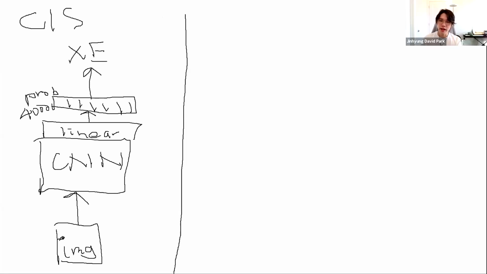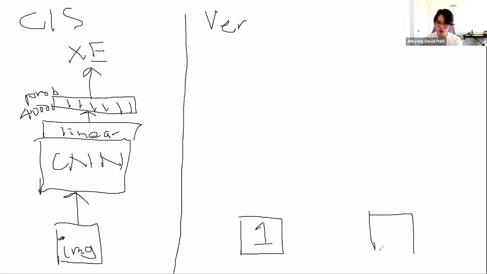Now, the other task that you'll be working with is verification. Forgetting about the weight transfer, the verification task is, let me not draw that first. Okay. So you have image 1 and image 2. These two are faces, and they're both from a data set of faces that don't include any of the 4,000 identities from the classification task.